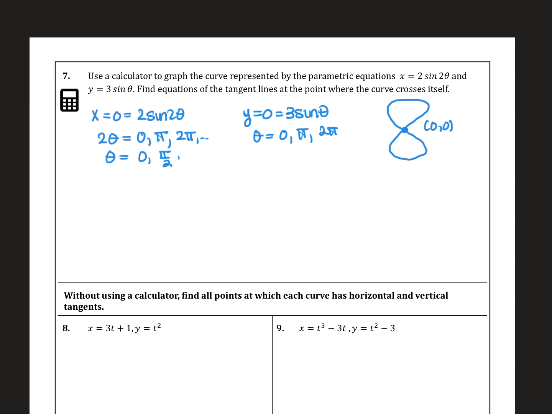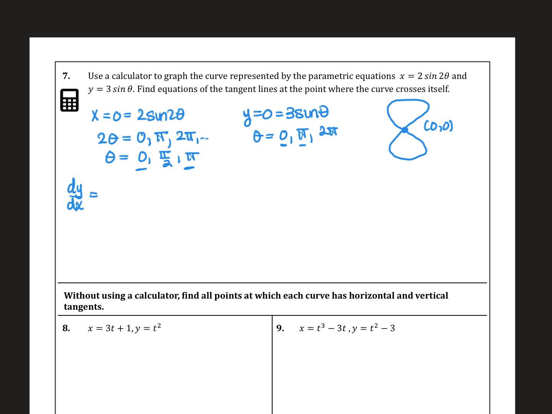Now I need both the x and y coordinates to be 0. So the only place that both happens is at 0, pi, and it would happen again at 2 pi. But 0 and 2 pi are the same thing, reference angles. So we want to find the equations of the tangent line. So we're going to find our dy/dx.